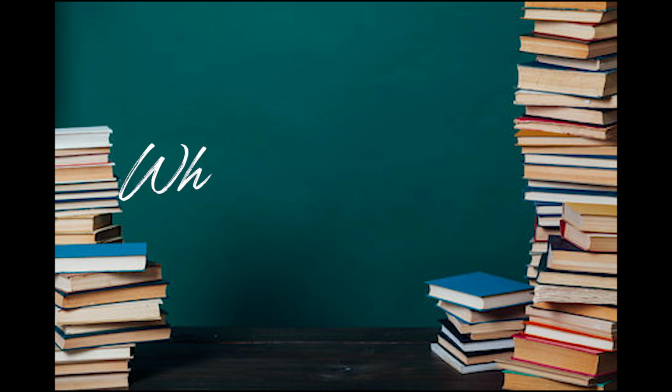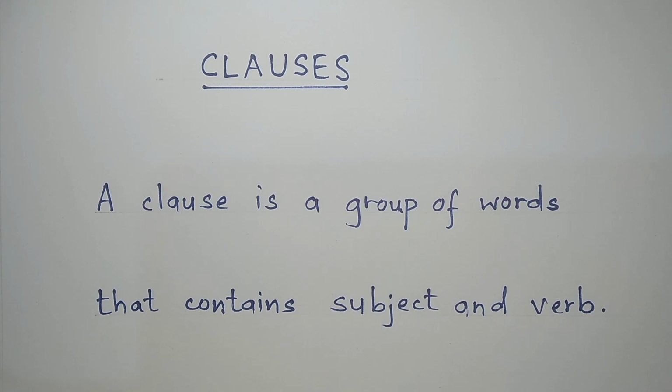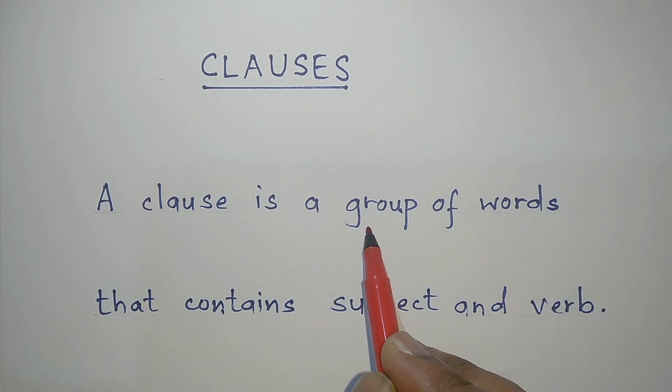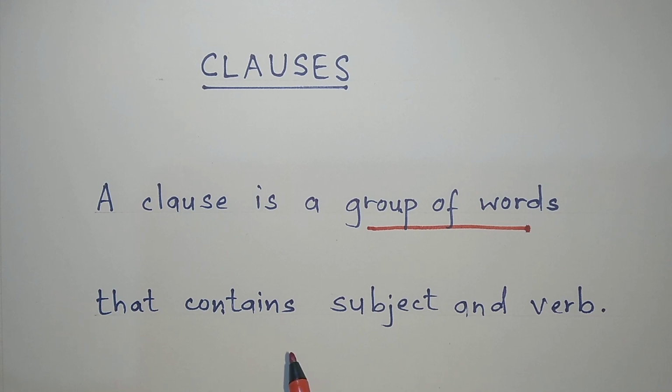Step 1. What is a clause? A clause is a group of words that contains subject and verb. That means to form a clause, two conditions need to be satisfied. One, it should be a group of words. And second, the group of words should contain subject and verb.